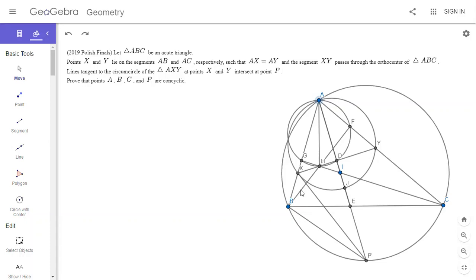Yeah, it feels like there has to be a way to show AXH is similar to P prime XB, and somehow we have to use it. I think the fact that angle ADX is 90 plays an important role in the answer. Yeah, that angle ADH or ADX is 90 degrees. What if we drop a perpendicular from P prime to AB?